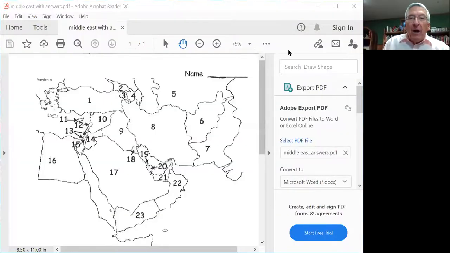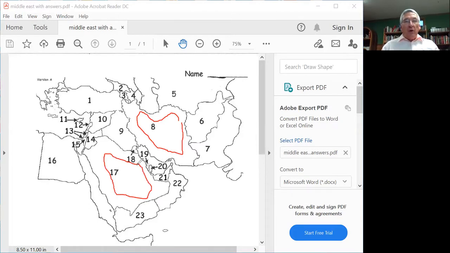Here we have Iran, and here we have Saudi Arabia. These are two powerhouses in the Middle East. These are the two that have got a Cold War going, not actually fighting each other, but fighting proxy wars in other countries. So we learned about Iran here, and Saudi Arabia here.